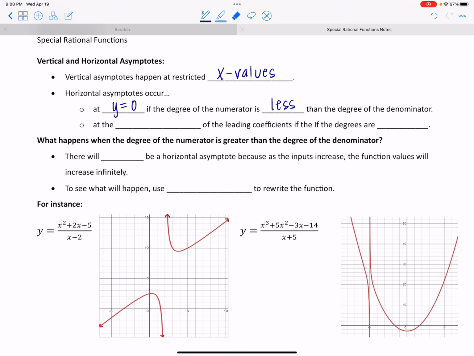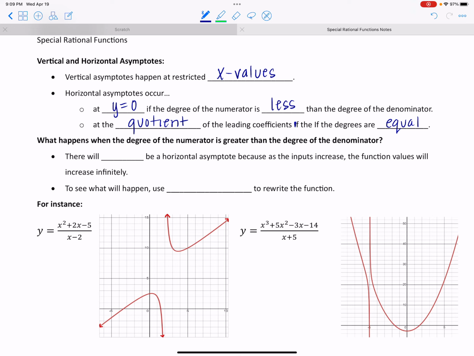Now, if the degree of the numerator and denominator are the same, so if those degrees are equal, I showed you how you can just find the quotient of the two polynomials, and the actual quotient shows the shift for the horizontal asymptote. So you can find the horizontal asymptote at the quotient of the leading coefficients when those degrees are equal. So the horizontal asymptote will occur at the quotient of the leading coefficients if the degrees are equal. I put "if the" in there twice. I'm like, why does that look funny?